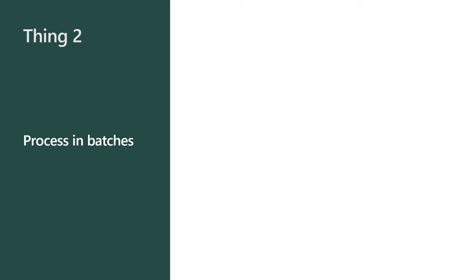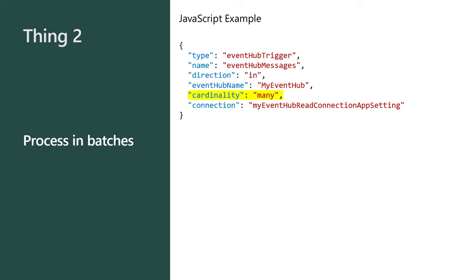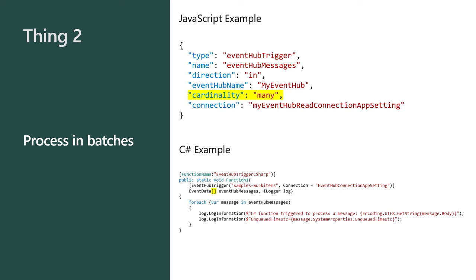The way you configure that in JavaScript and in our other scripting languages is by using the cardinality property on the function JSON file. Or if you're using C#, in the type annotation you can just set the event data to be an array. That's just a nice little trick that I think everyone should take advantage of. It's the default in all of our templates, but we still see people that think that they should be doing one message at a time. But no, it makes a lot more sense to batch your processes.